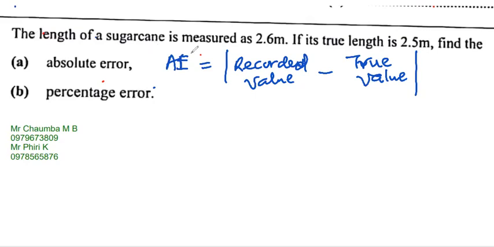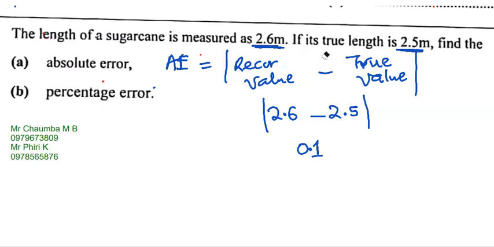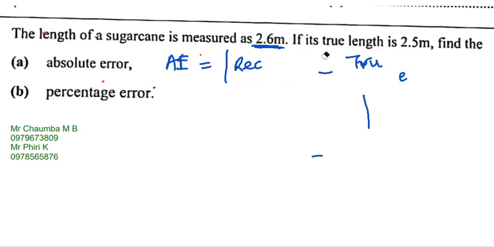So the length of the sugarcane is measured. So this is the recorded value here, which is going to be 2.6 minus 2.5. When we do the subtraction here, what do we end up with? We're going to end up with 0.1. This is what we call an absolute error. Ladies and gentlemen, I hope you have followed that one.